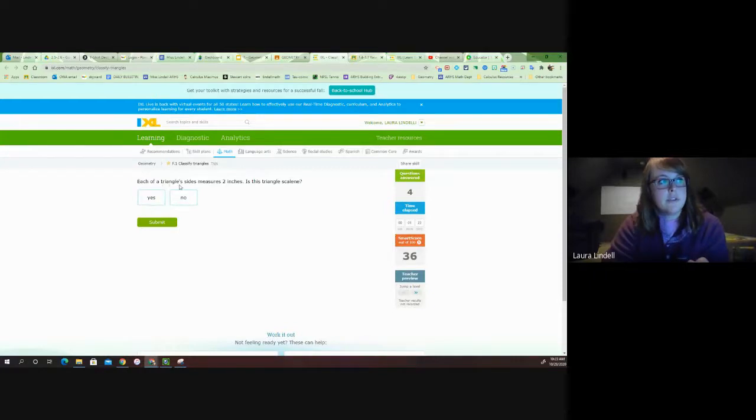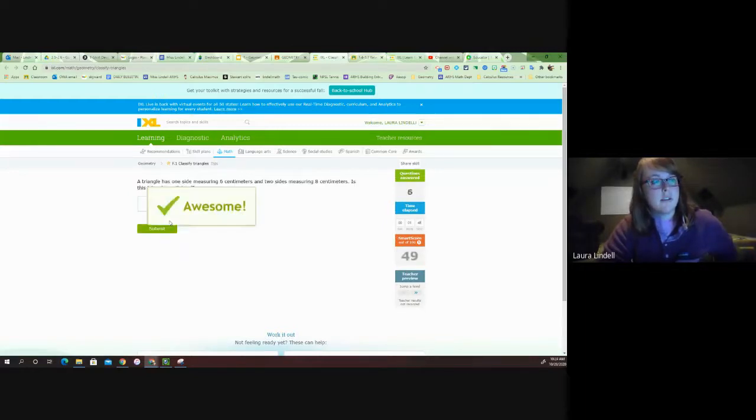Each of a triangle's sides measures 2 inches. Is this triangle scalene? Well, if all the sides are 2 inches each, that means it's equilateral, not scalene. So that would be no. If all the angles are the same, that means all the sides are the same too. So also not going to be scalene. Okay, so that's the kind of question that we will see on that first section.